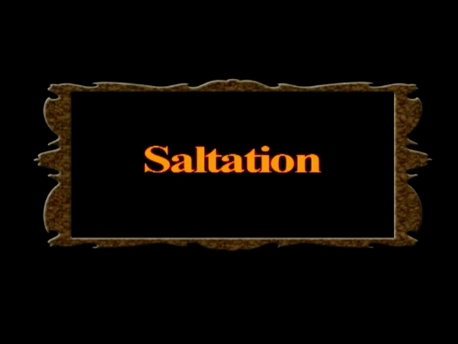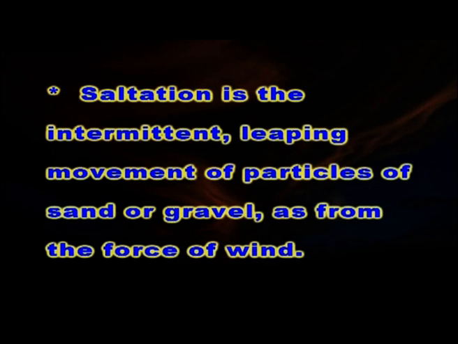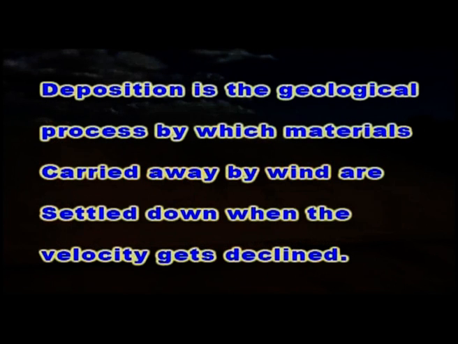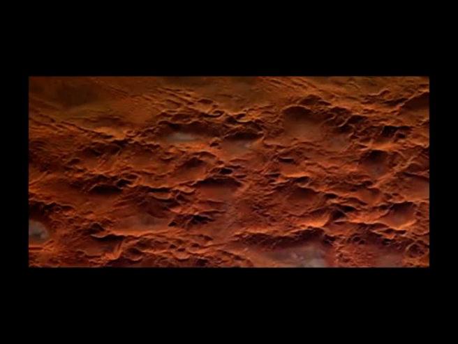The third mechanism is saltation. Saltation is the intermittent leaping movement of particles of sand and gravel from the force of the wind. It is an action of movement and transportation. It also includes rolling of materials along the surface. The fourth mechanism is deposition. Deposition is the geological process by which materials carried away by wind are settled down when the velocity declines. It also happens when there are obstructions. All these create new and new Aeolian landforms.